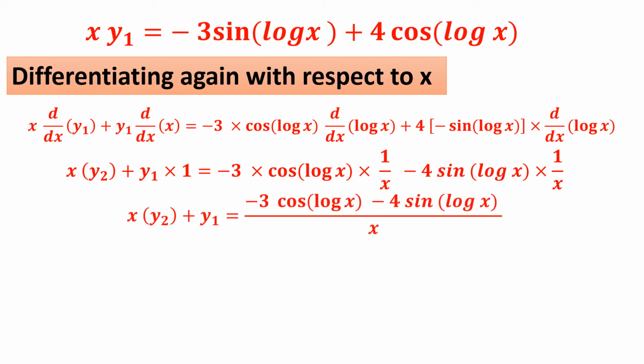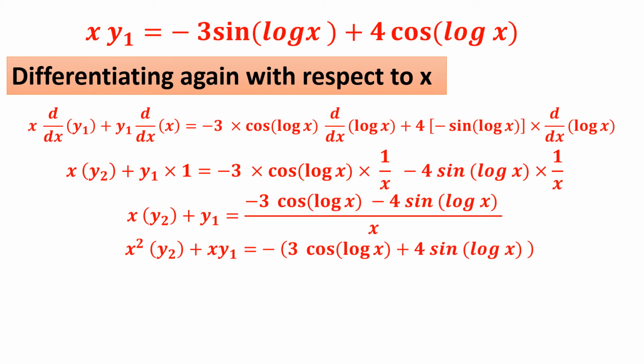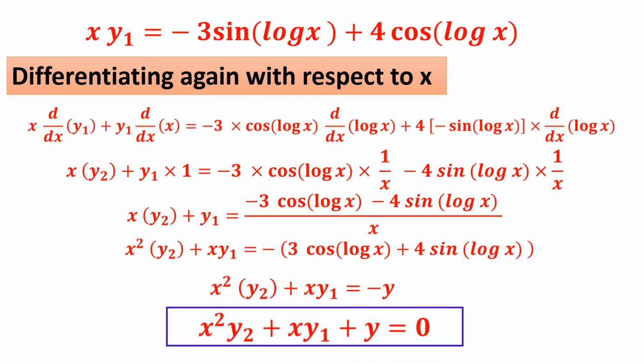So for the right hand side you are getting minus 3 cos log x minus 4 sin log x by x. Multiply throughout by x. It will become x square y2 plus x y1 is equal to minus 3 cos log x minus 4 sin log x. But remember, 3 cos log x plus 4 sin log x is nothing but y given in the question, so I am replacing it by y. Now bring everything to one side. You got the equation which we want to prove, x square y2 plus x y1 plus y is equal to 0.